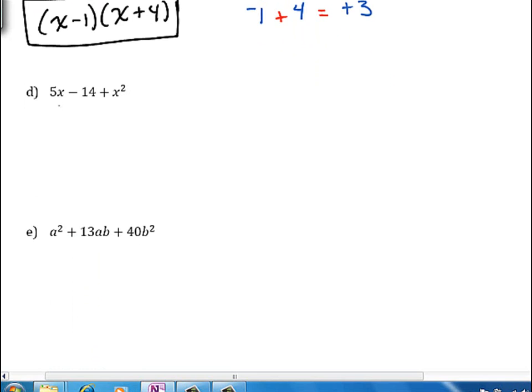On our next example here, 5x minus 14 plus x squared. This is a case where you need to be really careful. You need to have it exactly in the form x squared, and then an x term, and then a constant. You'll see they're out of order here, and we need to make sure that they're in that order. So I need to write my x squared first. And then here's my x term, so that's plus 5x. And then we have minus 14.